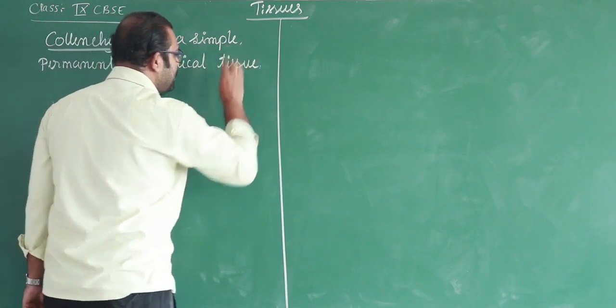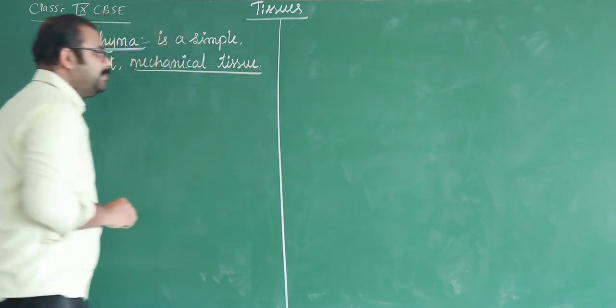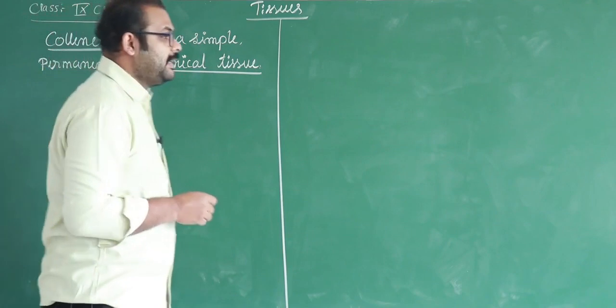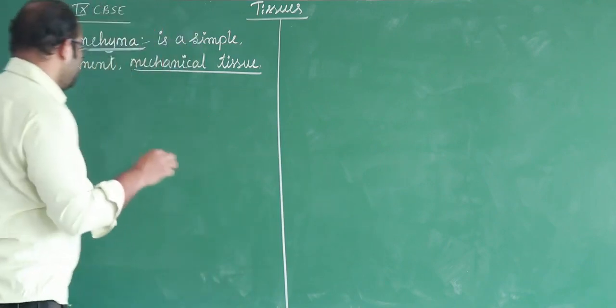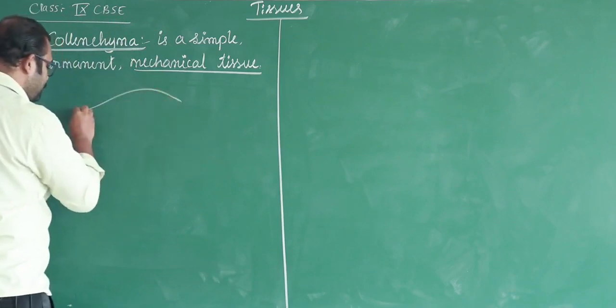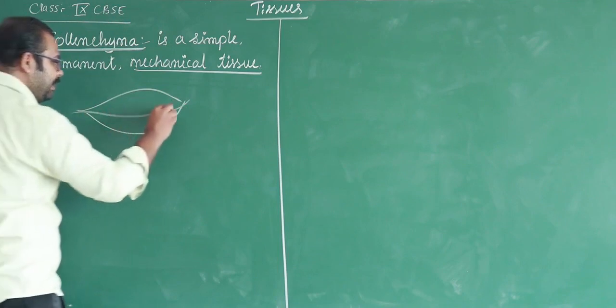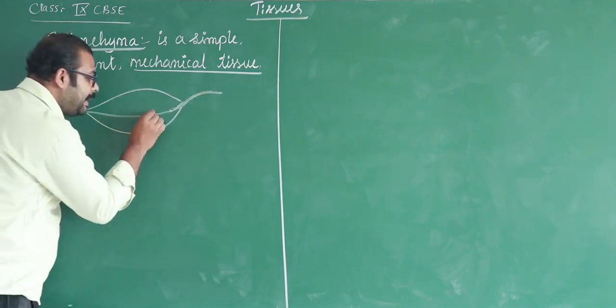Simple permanent mechanical tissue. Here we are using the word mechanical tissue. That means it provides strength to the plant body. It is usually located in the midrib of a leaf. You see, this is the leaf, and there is a thick line in the center of the leaf. This is called the midrib of the leaf.